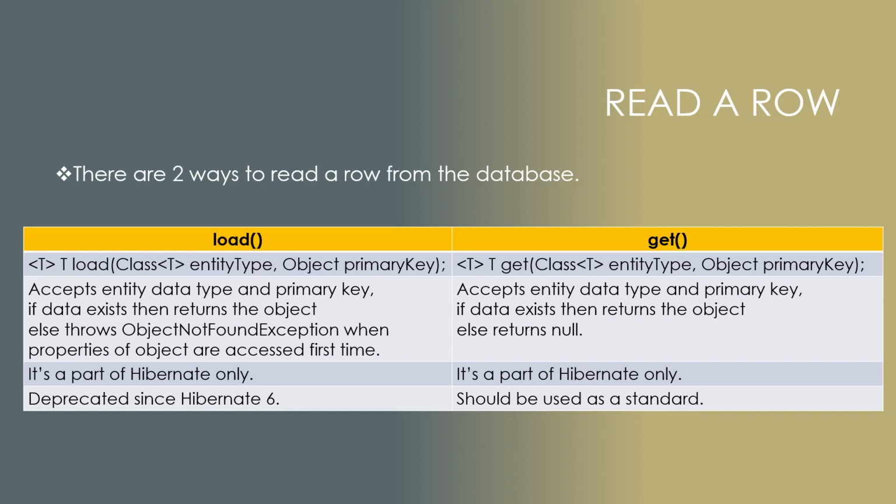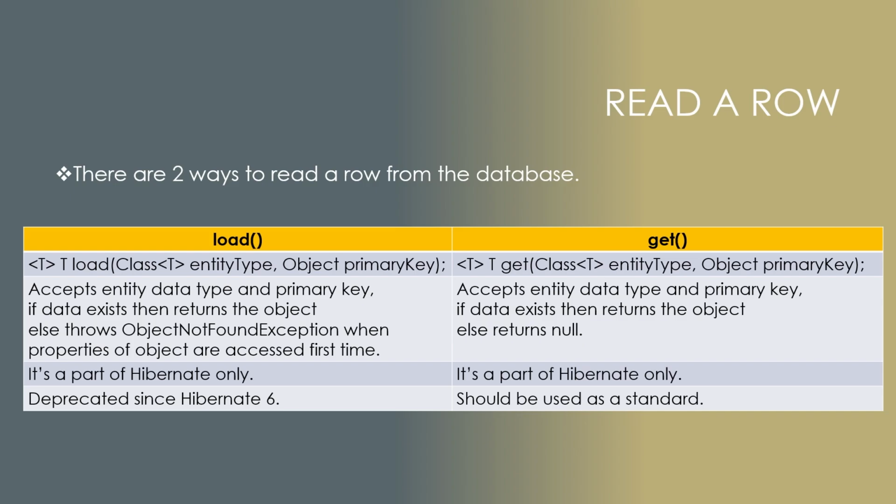So that means if you are not fetching the properties in your repository, let's say you plan to fetch the properties in the service layer, so you will get the exception in the service layer, not in the repository layer. So that's interesting. But in the get method, it again accepts the data type and primary key as it is. If it exists, it returns the object. If it doesn't exist, it returns null. Simple. So in your repository, it will return you null.